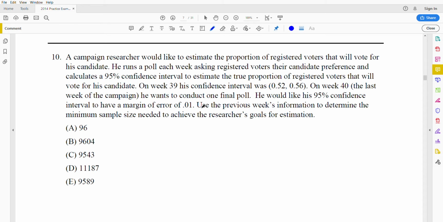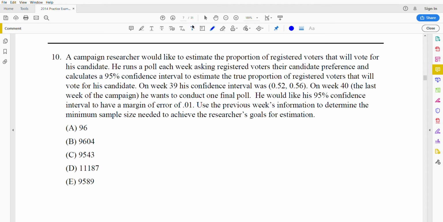Okay. So a campaign researcher would like to estimate the proportion of registered voters that will vote for his candidate. He runs a poll each week asking registered voters their candidate preference and calculates a 95% confidence interval to estimate the true proportion of registered voters that will vote for his candidate. On week 39, his confidence interval was 0.52 to 0.56. And on week 40, which is the last week of the campaign, he wants to conduct one final poll. He would like his 95% confidence interval to have a margin of error of 0.01. Use the previous week's information to determine the minimum sample size needed to achieve the researcher's goals for estimation.